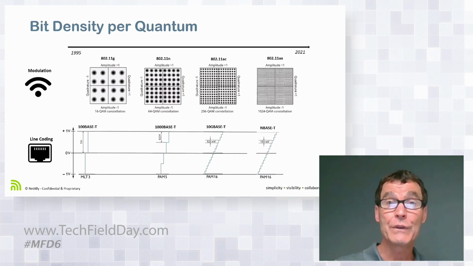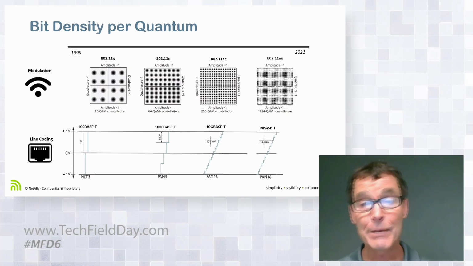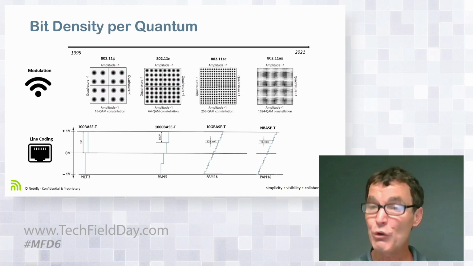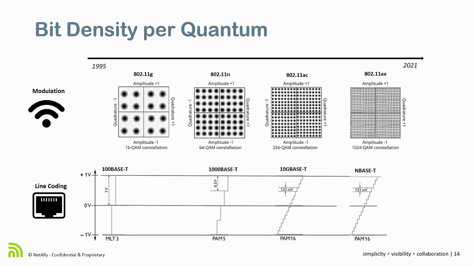And so, as we marched on, both from a Wi-Fi standpoint on the top and a wireline standpoint, right? It's really how much stuff can you cram in any moment of time, right? How many bits of information can you cram in there? How dense can you make it? And so, on the wireline side, if you go back to 10BASE-T, it was literally just a swing, 0 to 1, right? And then they said, no, we can discriminate 3 levels in there, and then 5 levels, and then 16 levels, and in fact, that's where they are right now, right?